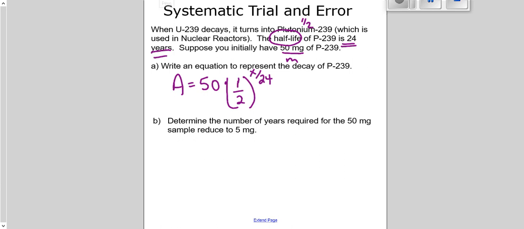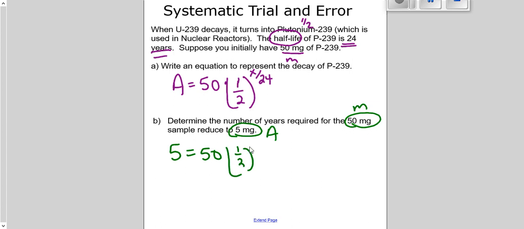Now, unfortunately, we don't have a way of figuring this out yet. You will in grade 12. But now this is my A value. So A is going to be 5 equals 50 times 1/2 to the x over 24. So we don't have a way of figuring out x quite yet. Once you see logarithms in grade 12, that will become easier. So instead, we're going to use a systematic trial and error.